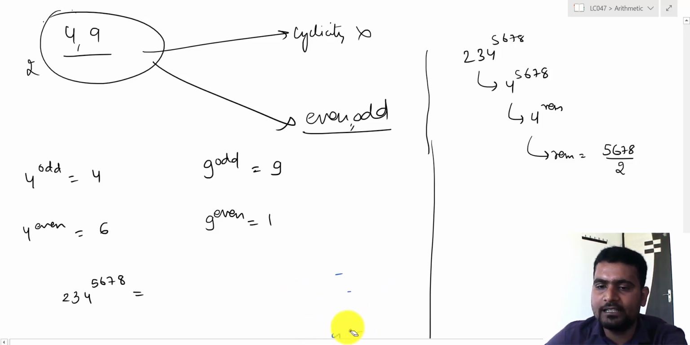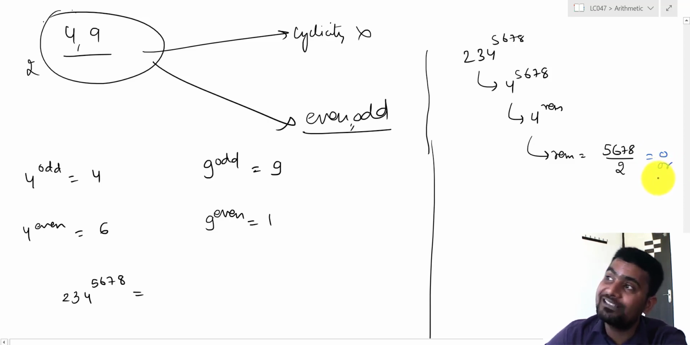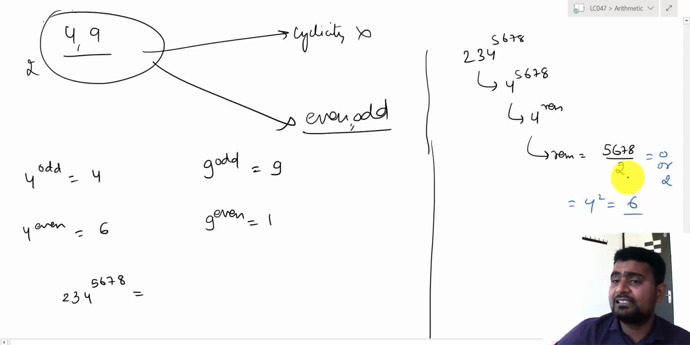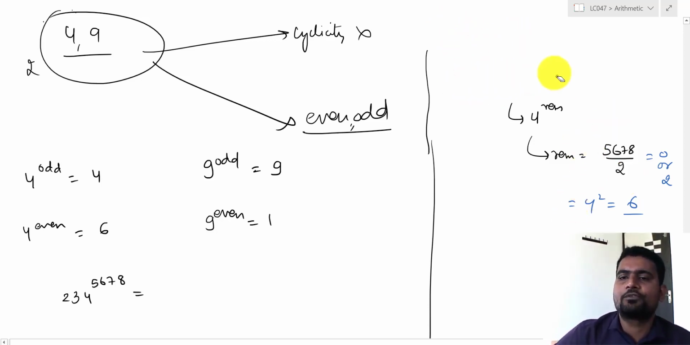If you want to go by cyclicity, you have to find the remainder. Here the remainder will be 0, but I told you that you don't take remainder 0, you take 0 or the cyclicity. The cyclicity of this one is 2, so 0 or 2 means 4 raised to power 2, that is 6. So 6 is the answer, the unit digit. But if you think this is a little lengthy approach, you can forget it, because we have an easier approach for questions ending with 4 and 9.